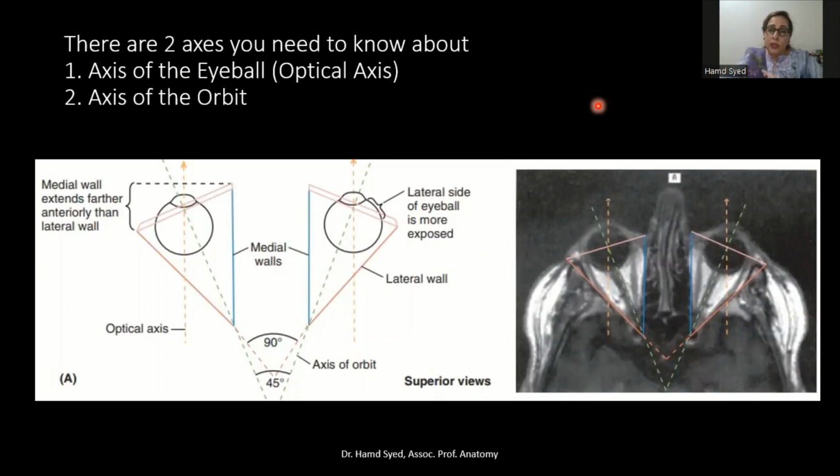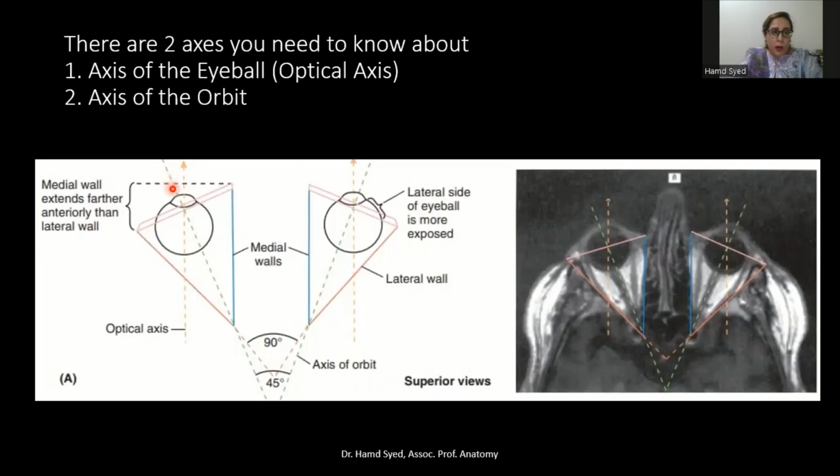So there are two axes that you need to understand whenever we are considering the orbit. One is the axis of the eyeball, which is also called the optical axis, or you could say the line of symmetry. And the other one is the axis of the orbit. Now here you can see the dotted line, which is representing the optical axis when both the eyeballs are faced anteriorly. Then through the center of the pupil passes this line of symmetry or axis of the eyeball.